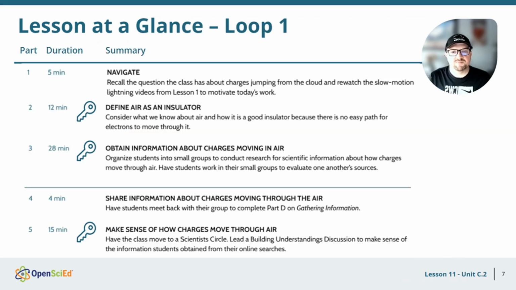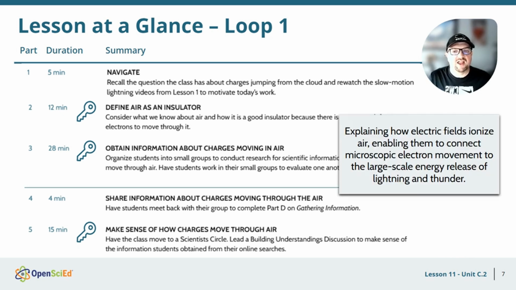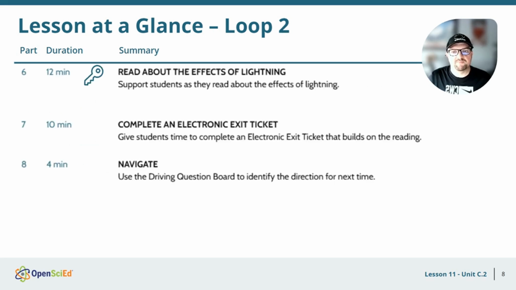For the first sense-making loop, students rewatch the slow-motion videos, identify that air is an insulator, and conduct online research to evaluate how charges move through air. They figure out that strong electric fields can rip electrons from air atoms, which is ionization, creating different conductive channels. This leaves them wondering how this subatomic movement connects to the massive energy transfers that they observe.